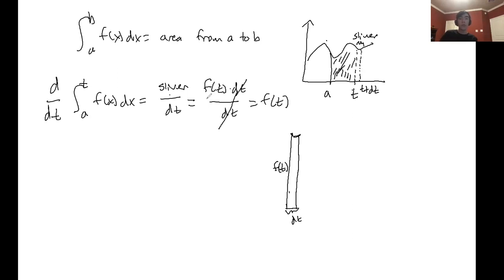Okay, so the most important step of this is going from the integral to over here. Try and understand why taking the derivative of the integral gives you the area of the sliver over dt. You can ask a TA if you have questions. Okay, so what this tells you is that taking the derivative of the integral just gives you the function back.